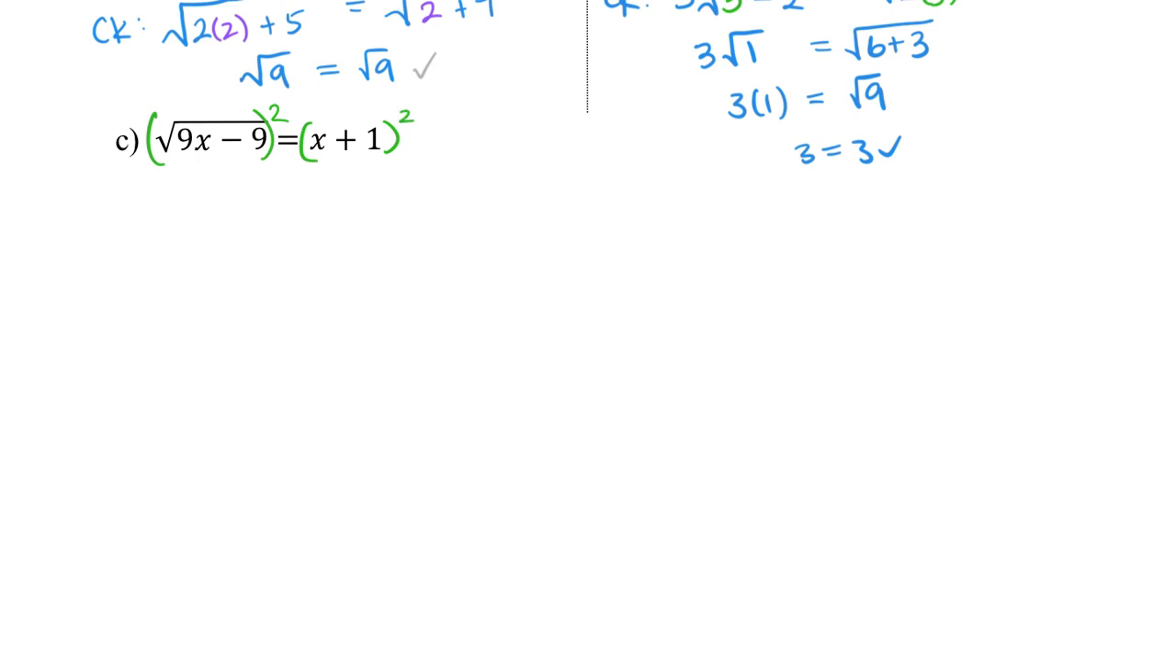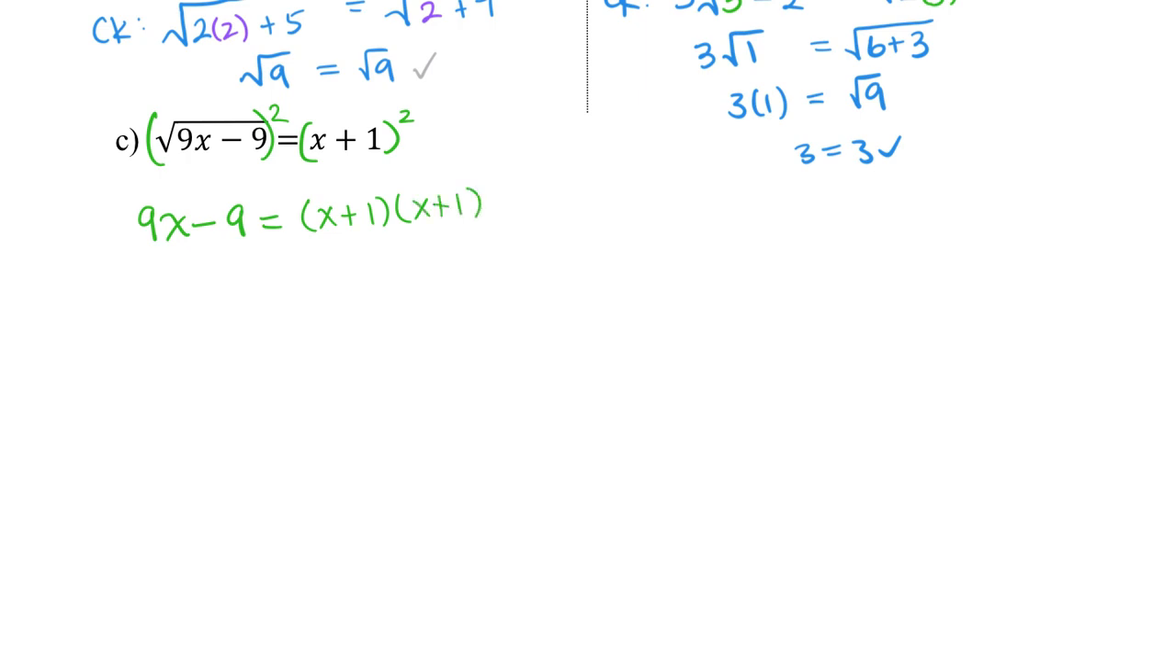Okay, now on the left side, if I do the square root of 9x minus 9 squared, I get 9x minus 9. Now on the right side, I have x plus 1 squared. There's no radical, so I have to actually multiply out x plus 1 times x plus 1. Now, if you can do x plus 1 squared in your head, I'm great with that. I'm just going to do it right here.